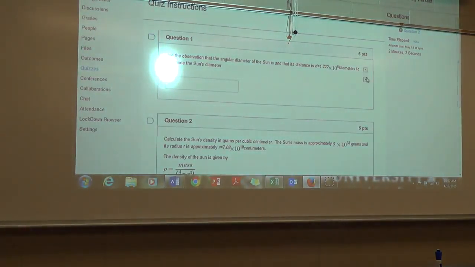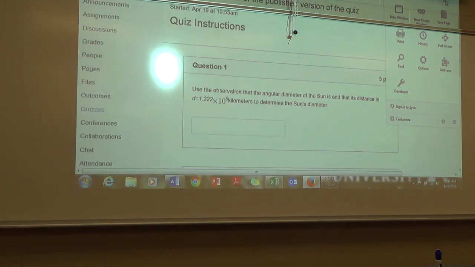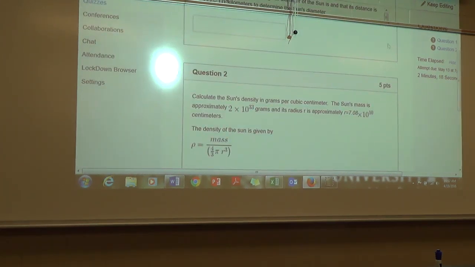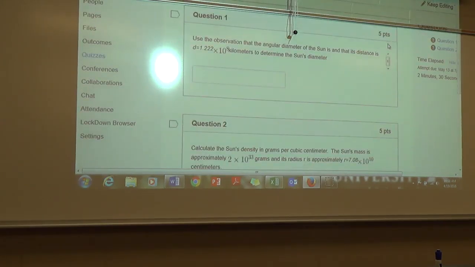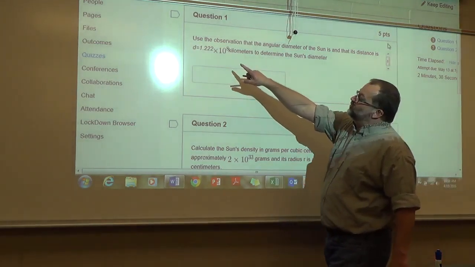So, first problem. Let's see if I can make the font a little bigger so that you might have a chance to actually read this, right? Use the observation that the angular diameter of the sun, so the angular diameter of the sun, and that its distance is 1.22 times 10 to the 4.